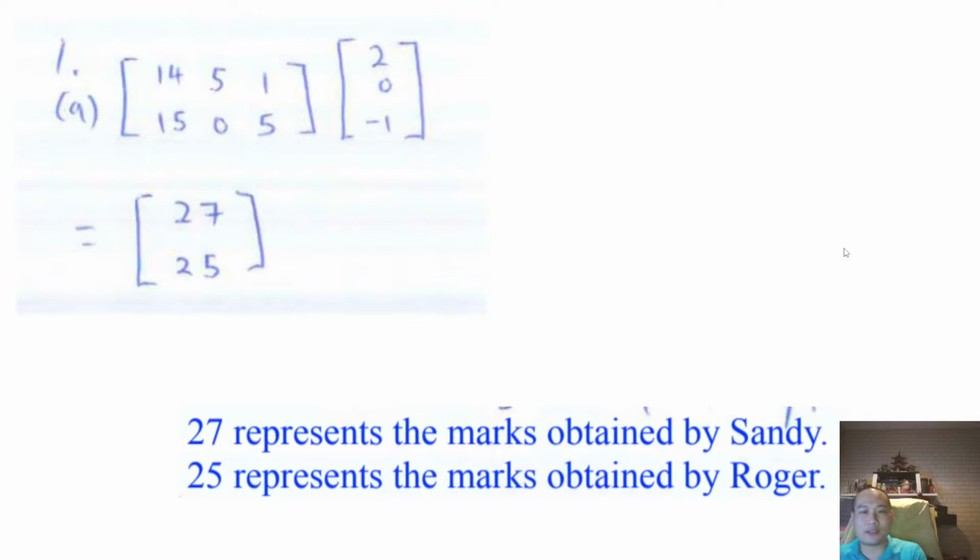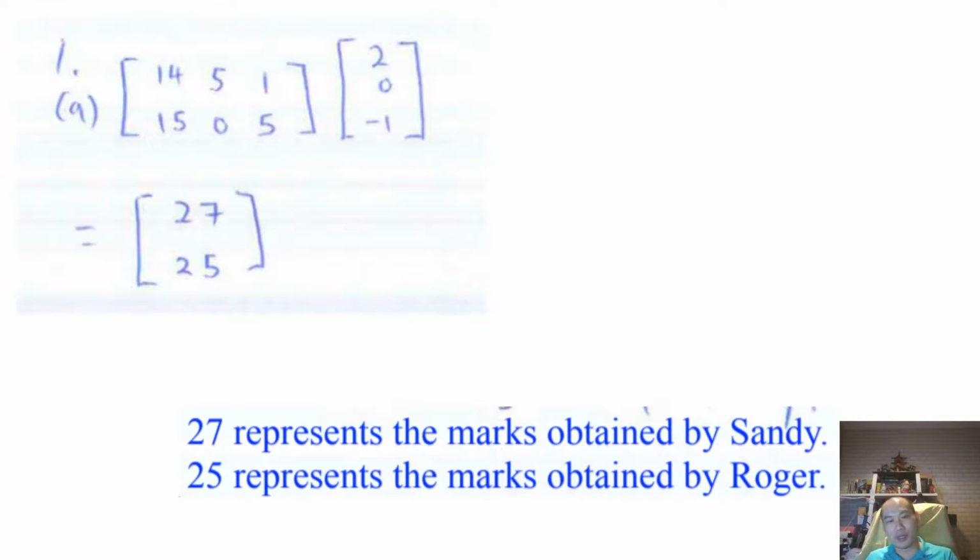This time round, this is assignment 3.3. So what does assignment 3.3 require you to do? This time round, we are actually making use of matrices to answer questions with context. Okay, so sometimes commonly known as word problems, right? So how does it work?